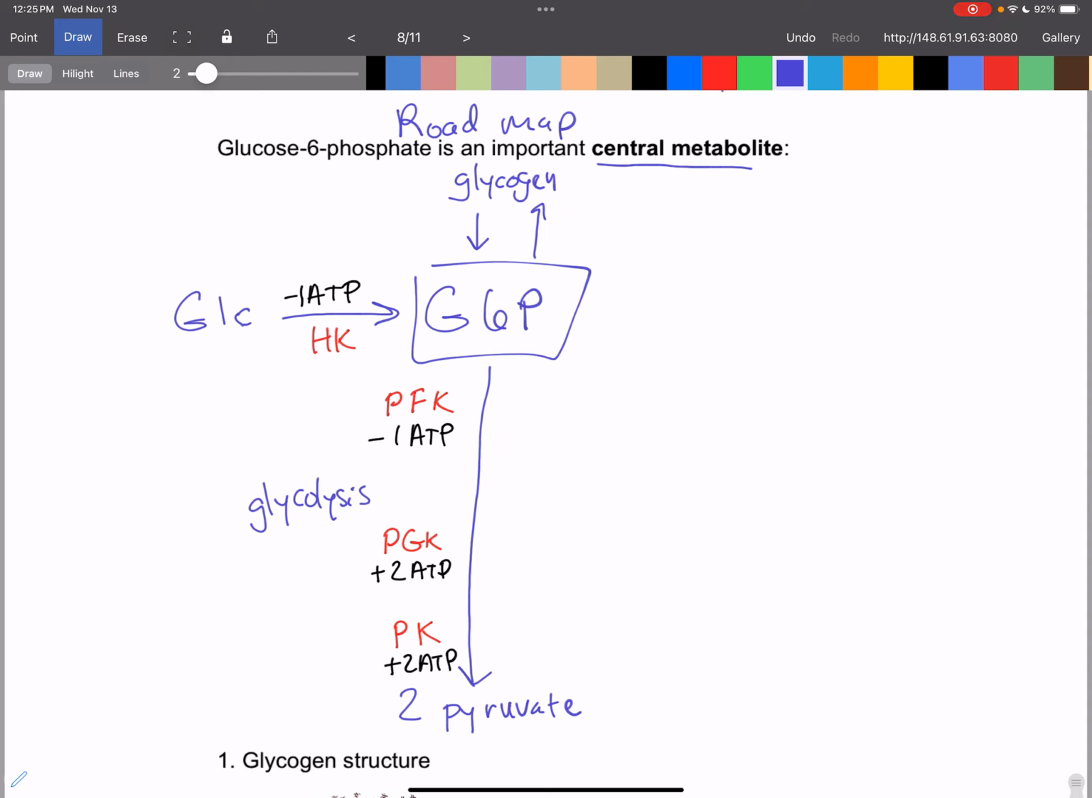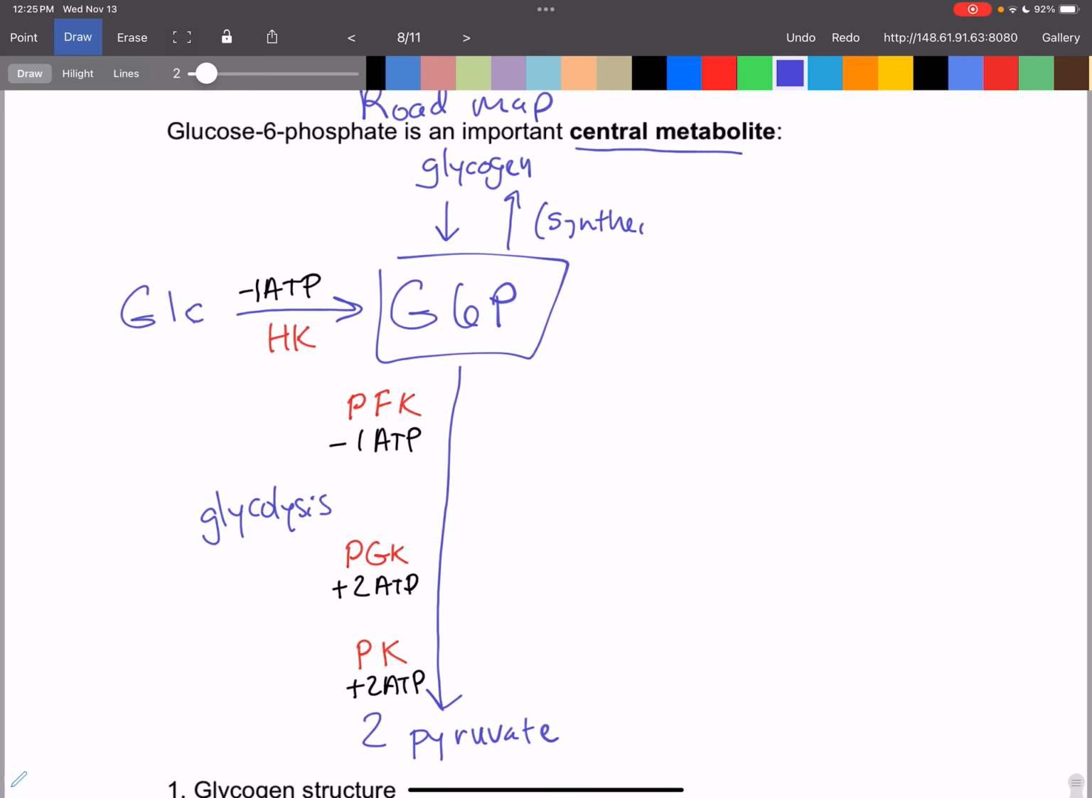Just to be clear what these pathways are, glycogen synthesis is the making of glycogen from glucose 6-phosphate. Then we have the breakdown of glycogen, which we could call glycogen degradation, or the fancy term is glycogenolysis. Don't get that confused with glycolysis. These are different processes. In the next video, we'll explore these pathways a little bit more.